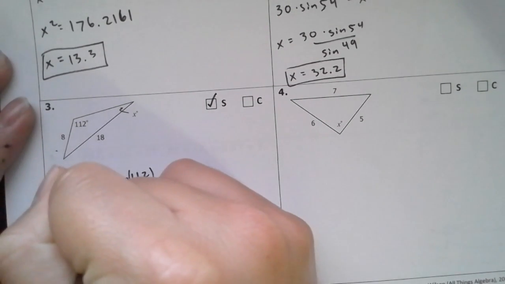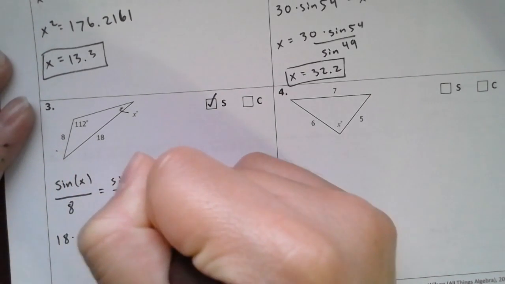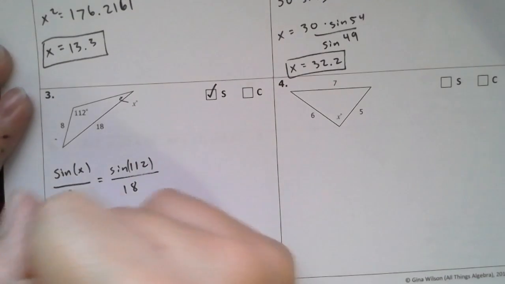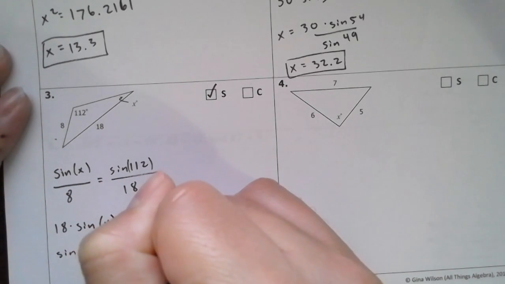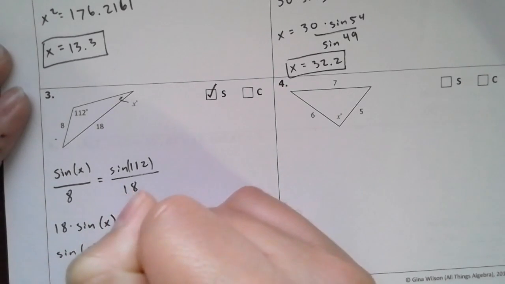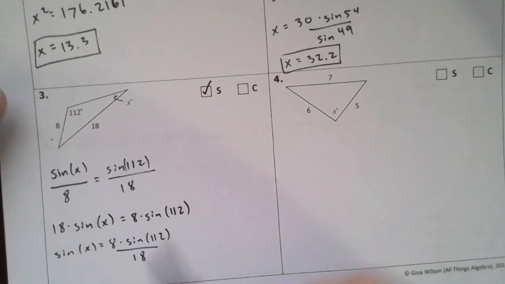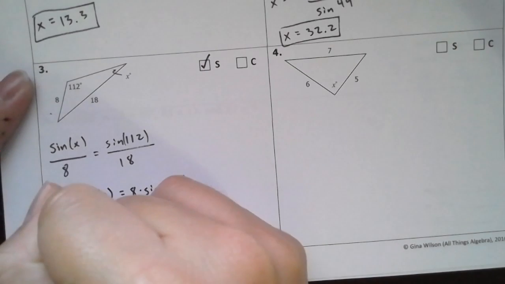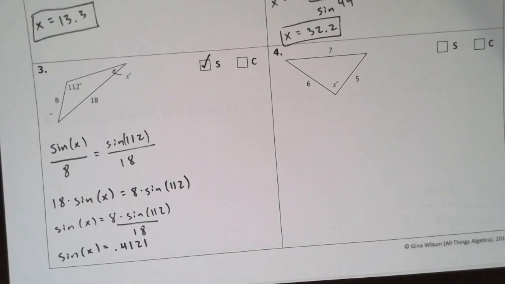So I get 18 times the sine of x is equal to 8 times the sine of 112, and then I'll get that the sine of x is equal to 8 times sine of 112 over 18. Put this in your calculator here. You're going to get that the sine of x is equal to 0.4121. So you got to take the inverse sine.